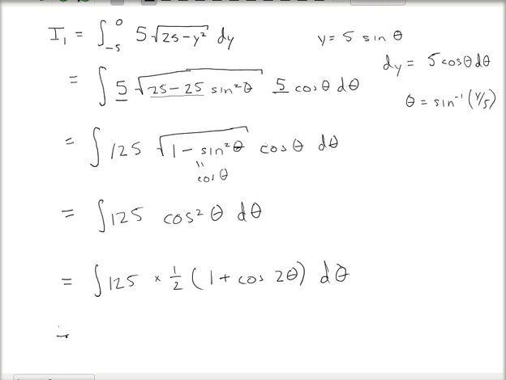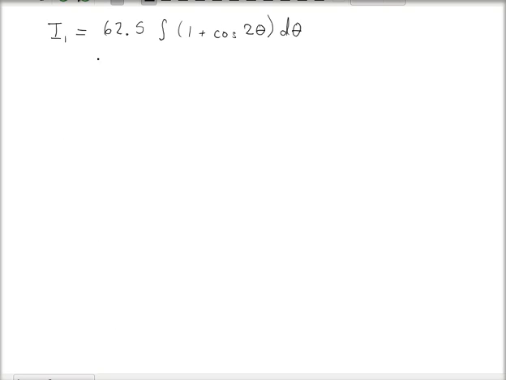And we'll just multiply that 1/2 by 125. I get 62.5 times 1 plus cosine 2 theta d theta. Alright, so let's move on to a clean page and look at that. So I've just rewritten that here. And now I'm at a good point where I can integrate.